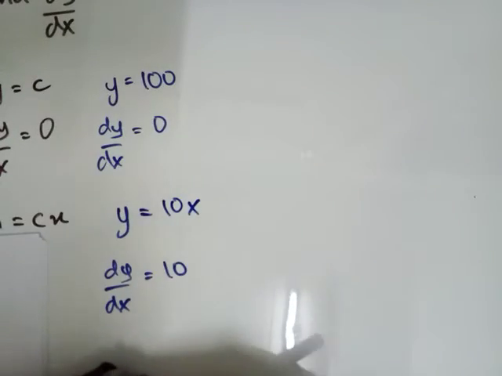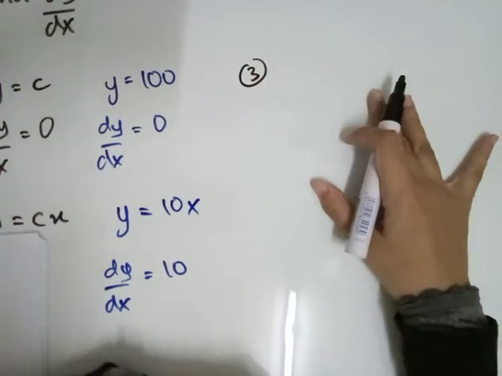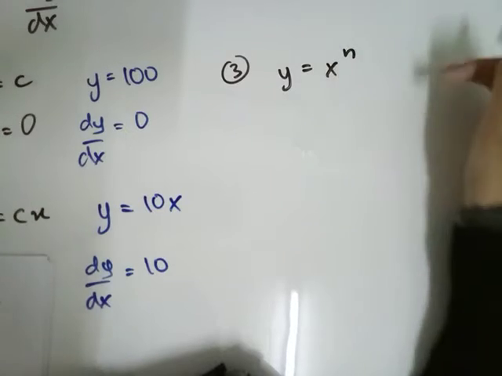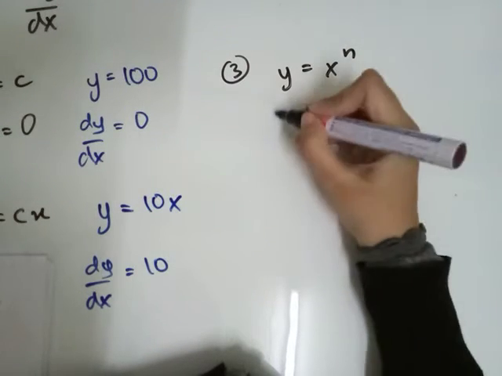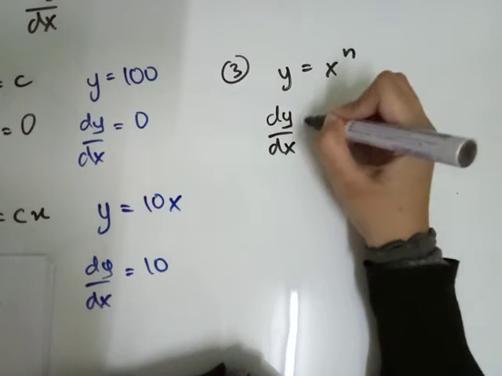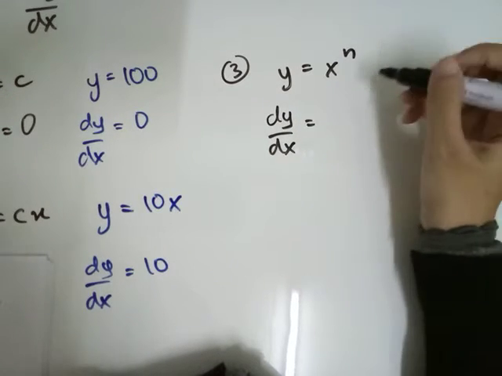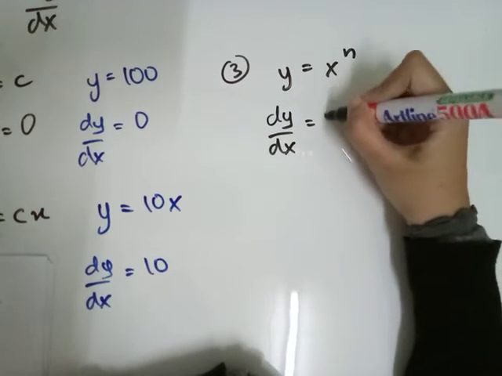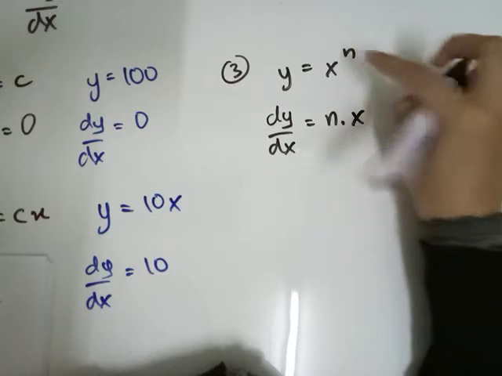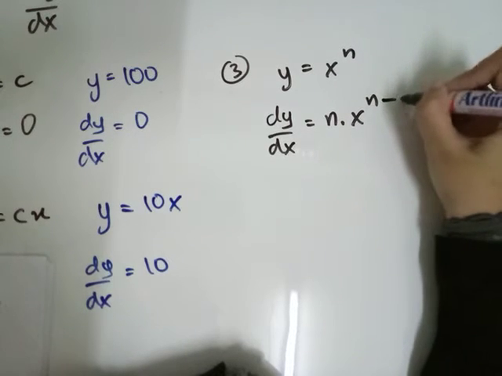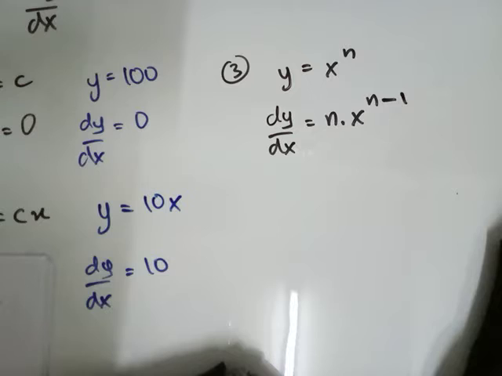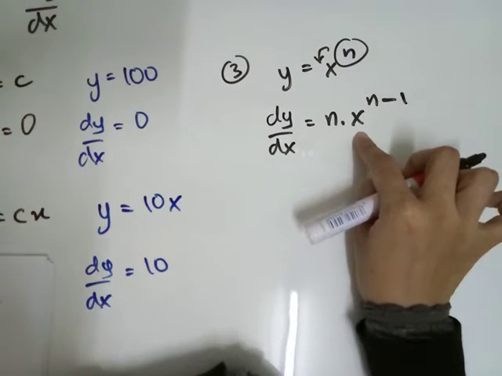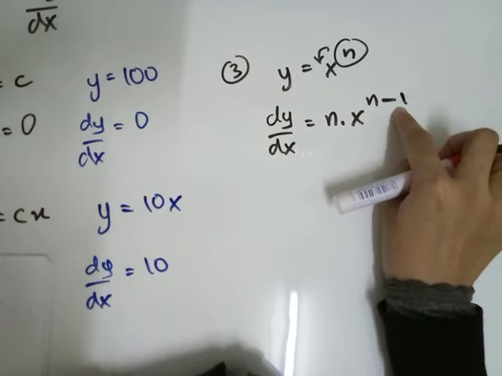Number 3: when y equals x power n, differentiate y with respect to x. The n, awak bawa ke depan, bring in front, n times x, and then the power n you have to minus 1. So n times x, and then the power n minus 1.